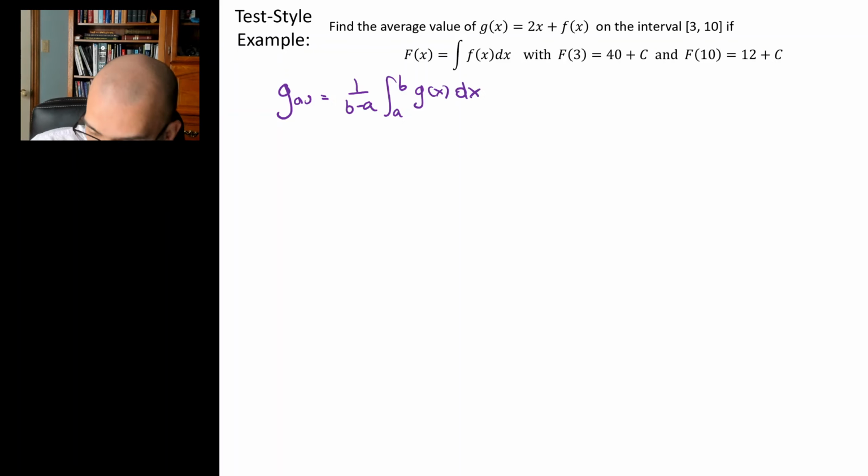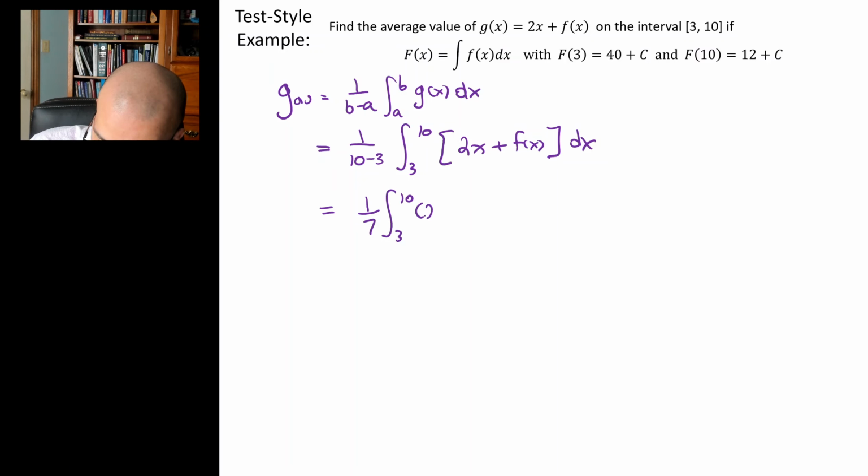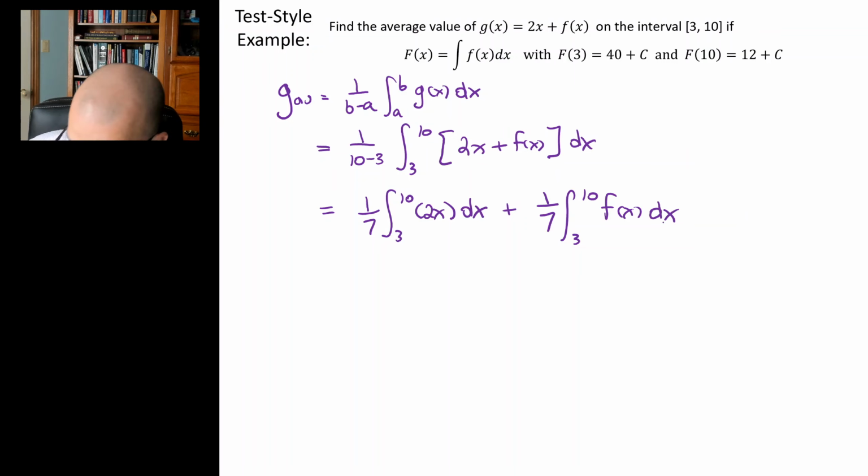G of x dx. So 1 over 10 minus 3, integral from 3 to 10 of 2x plus f of x dx. Now I'm going to split that up, integral of two functions added together. 1 over 7, integral from 3 to 10 of 2x plus 1 over 7 integral from 3 to 10 of f of x dx. Antiderivative of 2x is x squared. We're going to evaluate this from 3 to 10.